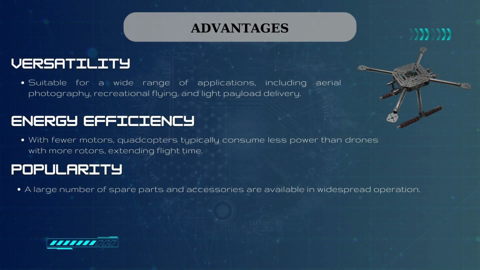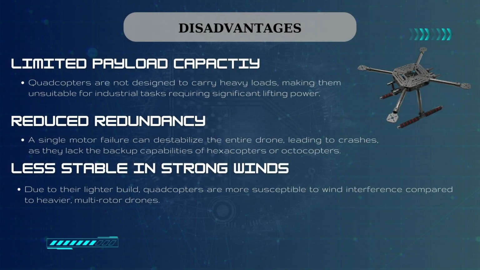Other advantages are as follows. Since it is versatile, it can be used in many applications such as aerial photography and light cargo transportation. Compared to drones with more engines, we get longer flight times by consuming less power, so it is more efficient. Additionally, this frame type is advantageous because it contains many spare parts on the market.